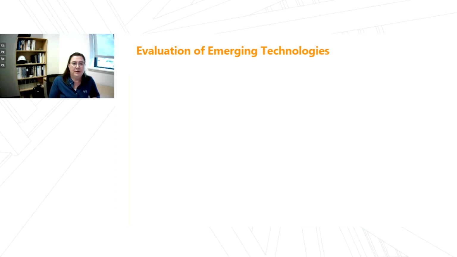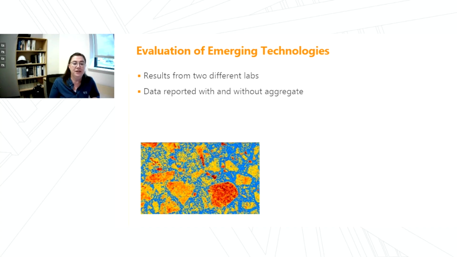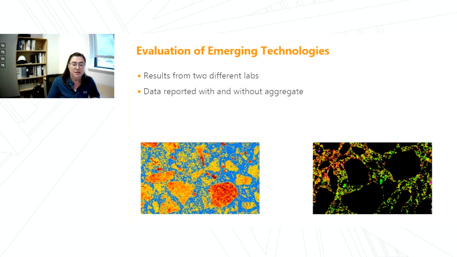So we sent this out and we were able to get results from 2 different laboratories for the LIBS testing. And the data from each lab was reported with and without aggregate. So they were able to use software to remove the aggregate, and we could calculate separately the chloride that was in the aggregate and the chloride that was in the paste.